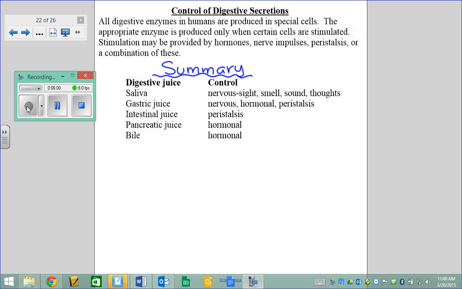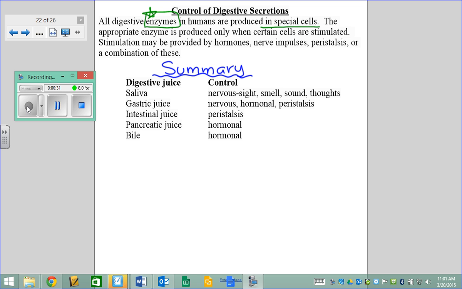So we're talking about how digestive secretions are controlled. First things first, we're talking about enzymes most of the time. And I'm just going to put a little star because I'm including bile in this list, even though it's not an enzyme, but because it's a fluid that's produced by your digestive system, I like to talk about it with all of the other secretions.